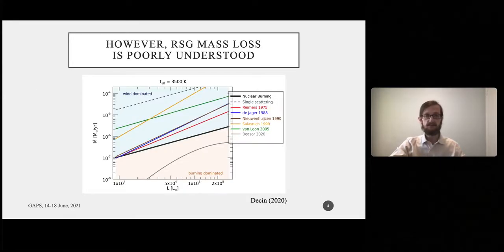However, mass loss rate in this phase is not a particularly well understood property, as you can see from these various empirical rates, which differ from each other by orders of magnitude, and the fact that all of these are empirical rates, no theoretical rates prior to our work exist.